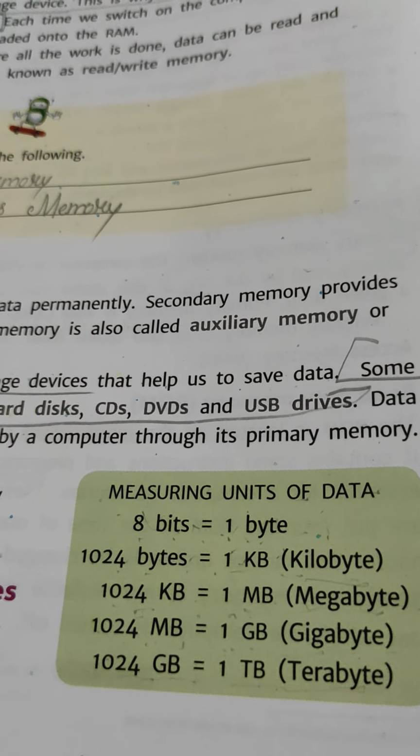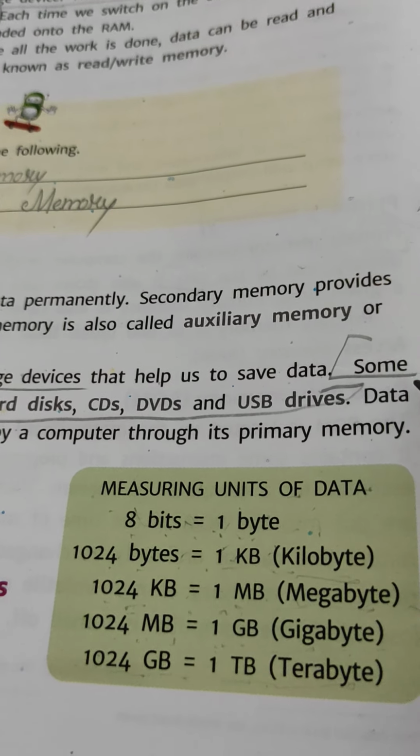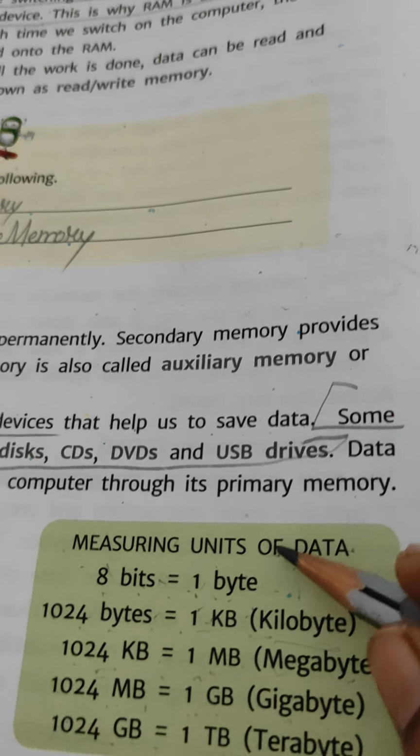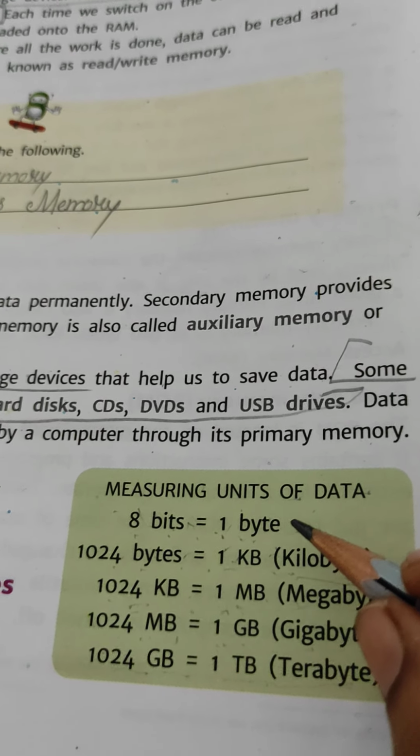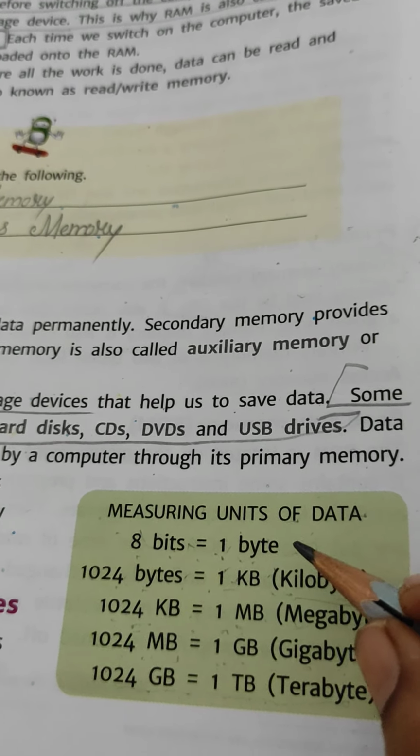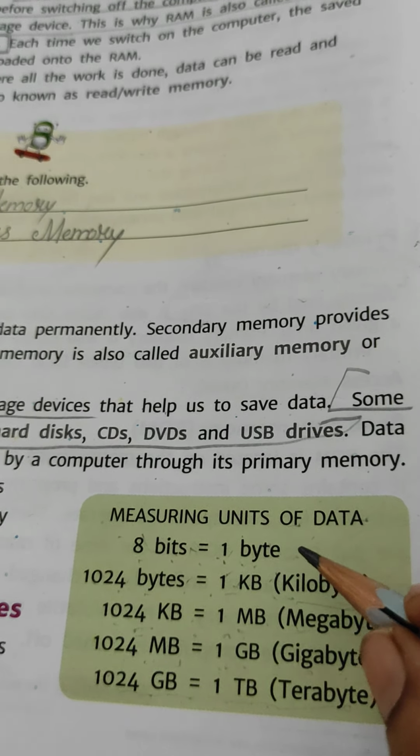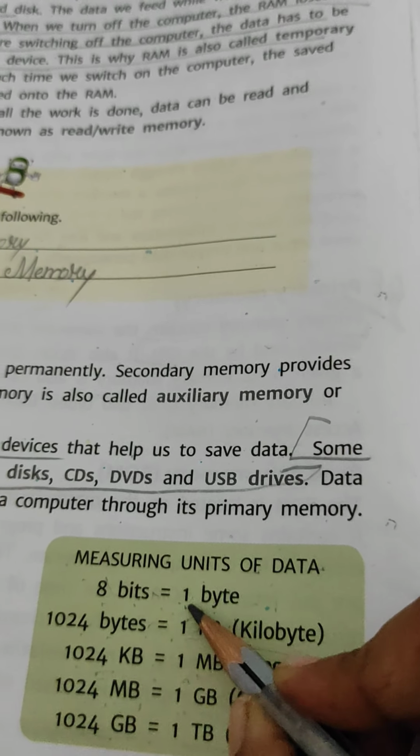Students, I already told you computer memory is measured in bytes, and the abbreviation of bytes is B. Clothes are measured in meter and centimeter. Sugar is measured in gram and kilogram. Like that, computer memory is measured in bytes. Here, 8 bits is equal to 1 byte.